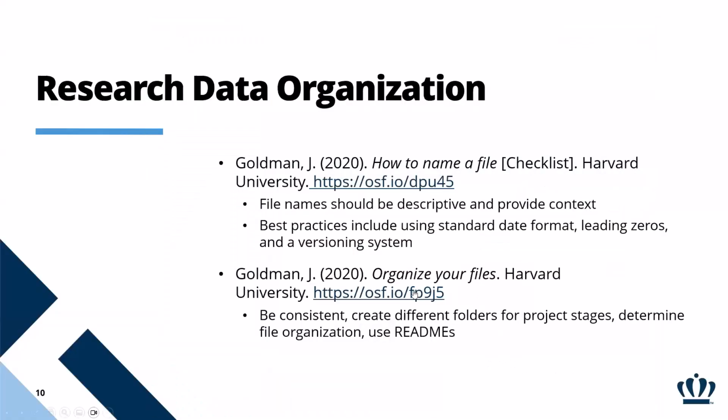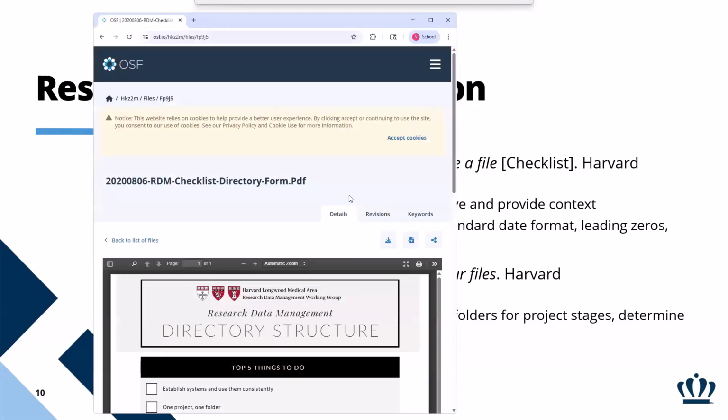And then this is similar, but it is for organization of files. It doesn't want to pull up right now. Let me see. But overall, they should be consistent. Create different folders for project stages, determine your file organization. You can use READMEs in your files to describe what's actually in there.